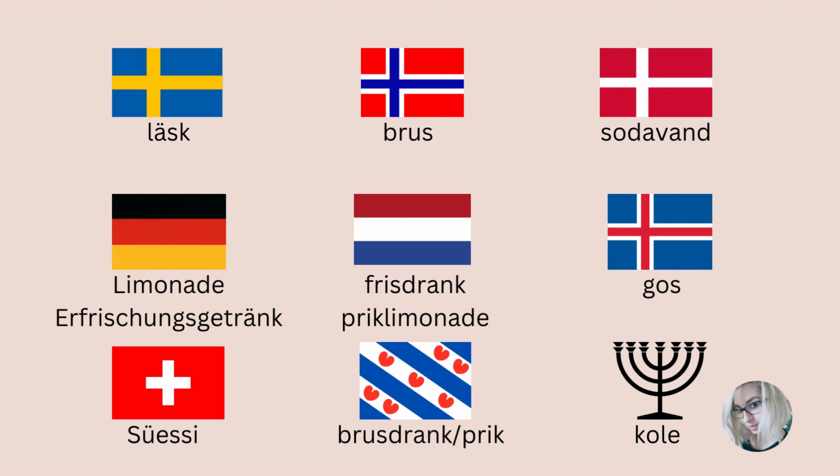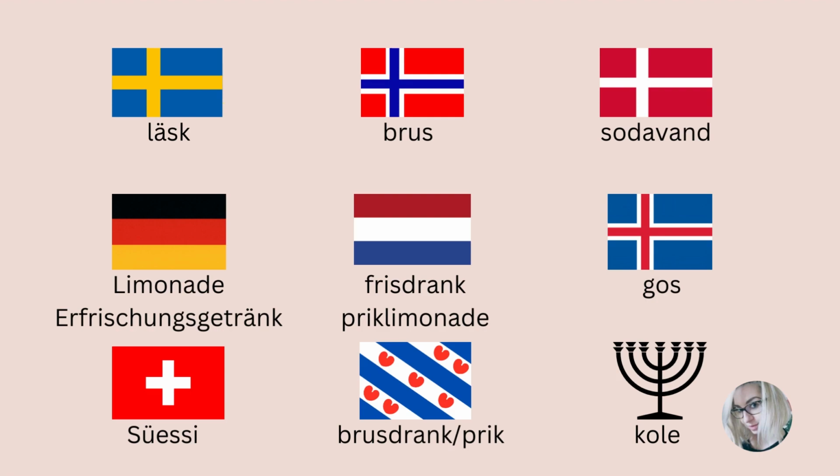You have in Swedish läsk, which comes from a Low German word löschen, and this is also related to the word löschen, meaning to extinguish and also to quench. So a drink made to quench your thirst, although that's far away from reality. Anyway, other languages such as Norwegian, where you have brus, use a verb meaning to emit bubbles in order to designate the soda pop. In Danish, it's pretty self-obvious, sodavin, so it's just the soda water, basically.